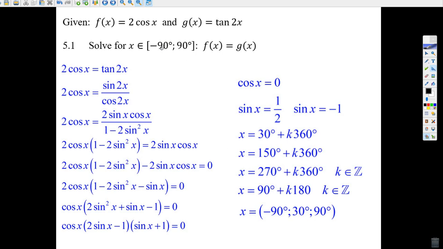Now, how many can we get to go between minus 90 and 90? Well, you've got the 30 there. If we go 90 minus 180, we get the minus 90. And if we let k equal 0, we get 90. Well, those are the 3 solutions where these 2 graphs, 2 cos x and tangent 2x, are going to equal each other. That's where they're going to cross, and that's what we need in the next question. But that's enough thinking for one question, 5.1.